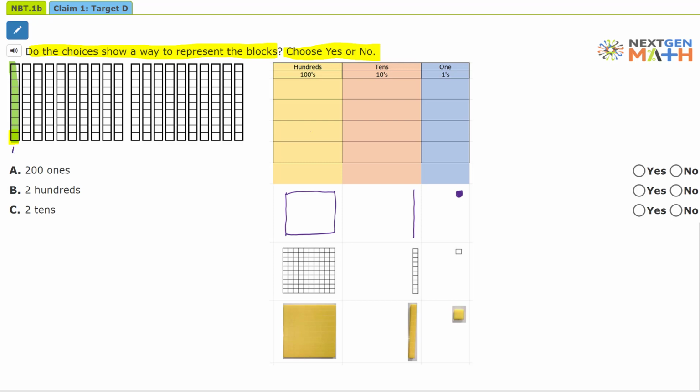There are 1, 2, 3, 4, 5, 6, 7, 8, 9, 10. So there's 10 tens. 11, 12, 13, 14, 15, 16, 17, 18, 19, 20. So we have 20 tens.